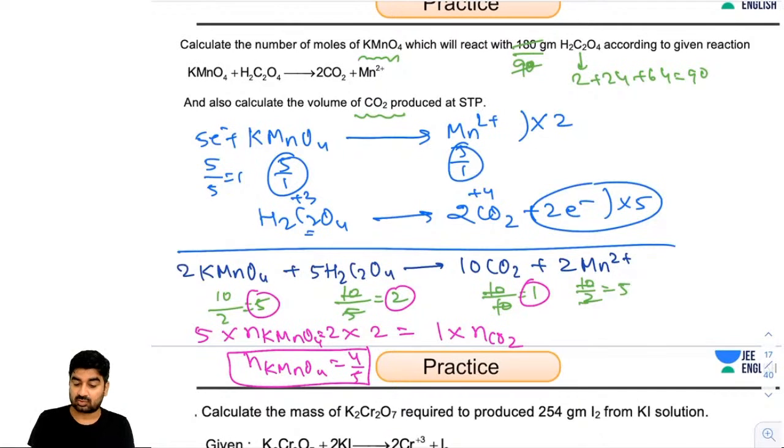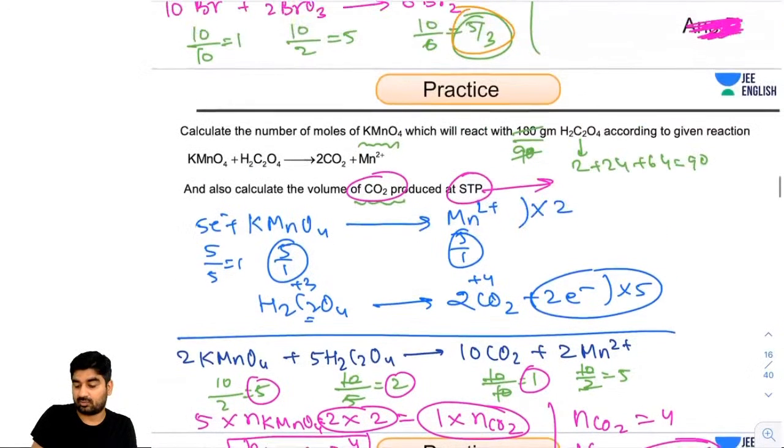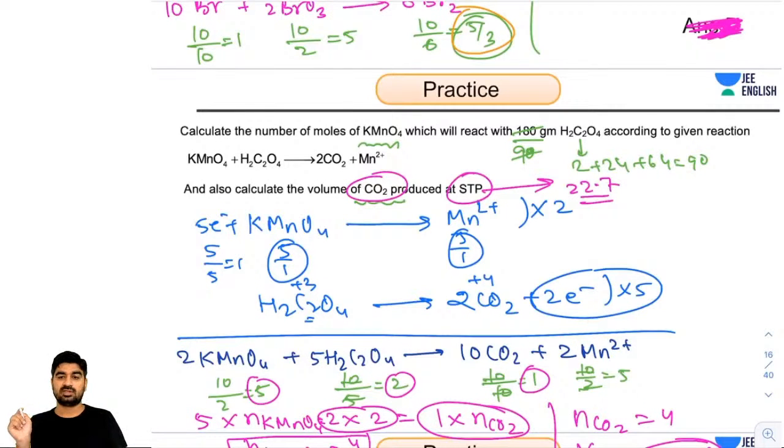Right? So also calculate the volume of CO2. So just calculate the mole of CO2. Mole of CO2 will be 4 and the volume of CO2 would be 4 into 22.7 liter. Because it is STP, at STP the volume of 1 mole we take as 22.7, and at NTP the volume of 1 mole of CO2 or any gas we take as 22.4. Yes, tell me guys, is that done now?